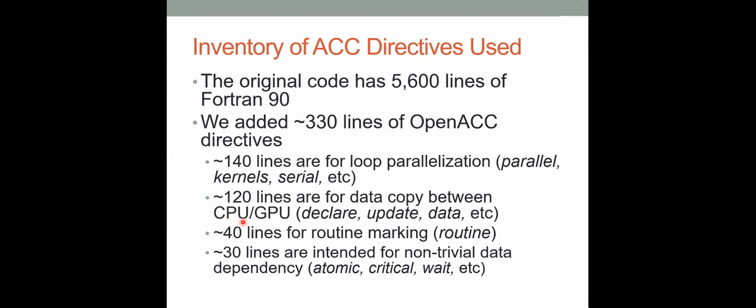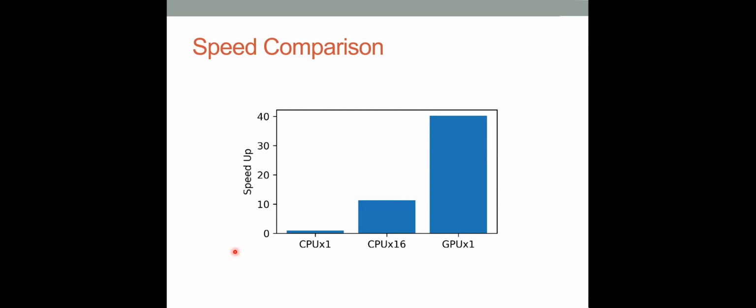And we have an additional 40 lines used for marking routines, so that's for the ACC routine directive. And there are another 30 lines for non-trivial data dependency, those are the ACC atomic or critical. And this last bullet, this type of non-trivial data dependency, is the most difficult part to identify. And the result we are getting, compared to one CPU, is about 40 times speed up. And compared to our OpenMP parallelized CPU code, it is about 3 times speed up.